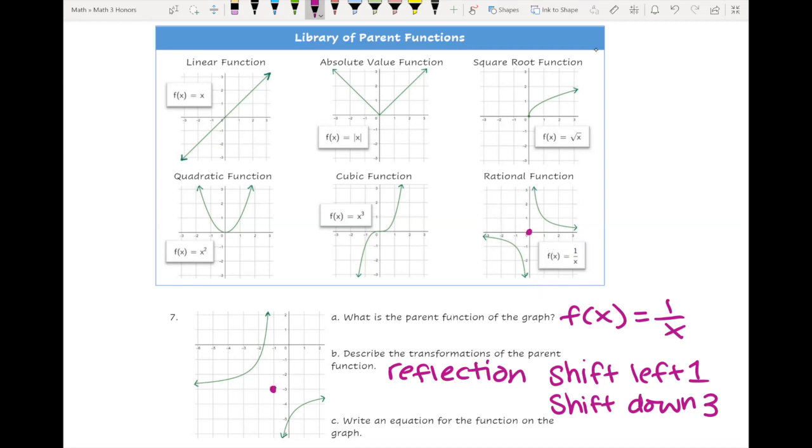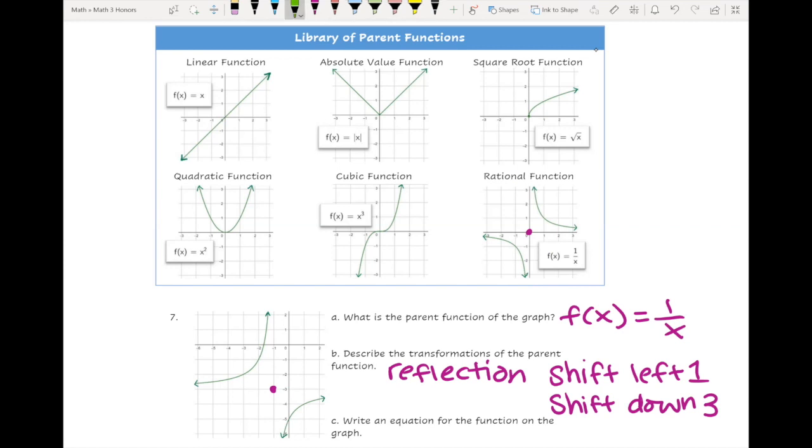One of the biggest mistakes I tend to see on this are dilations. On my parent function, it is this diagonal of 1. It goes over 1, up 1 to get to this point, and it goes left 1, down 1 to get to this other point. On my graph that I have now, if I want to actually hit these points, it doesn't go over 1, up 1. That would be right there.